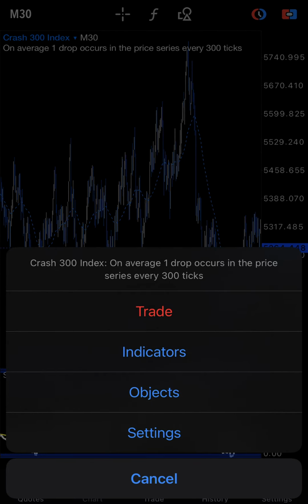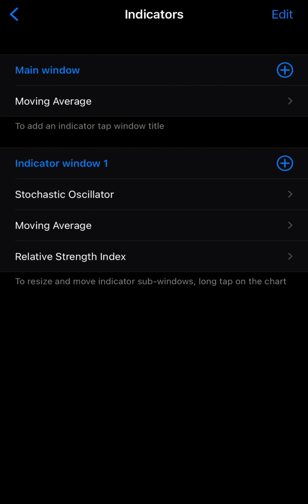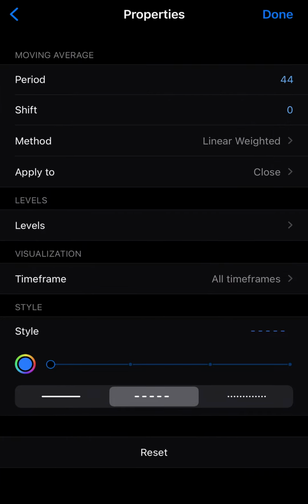You go to indicators. I believe you guys know how to set indicators, right? You are not a newbie. Go to indicators, then moving average. You set the moving average period to 44, method linear weighted, apply to close.